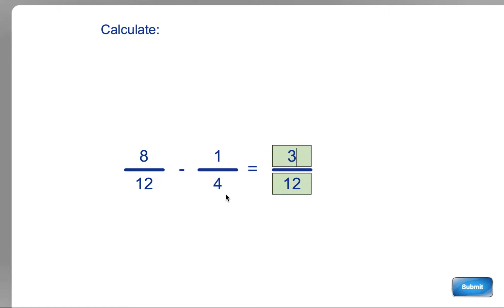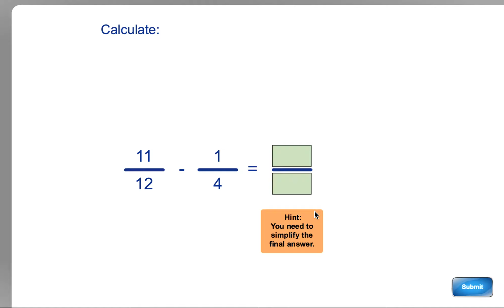Whatever I do to the bottom number, in this case multiply by 3, I have to do the same thing to the top number, multiply by 3. You've got to keep it the same, and that will make your equivalent fraction the same. So 1/4 is exactly the same as 3/12. Okay? Now I can do a simple takeaway. 8/12 take away 3/12 is 5/12. And that's my answer. The harder examples, you may have to do some simplifying at the end.